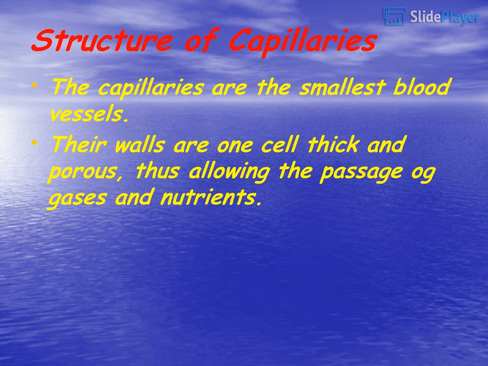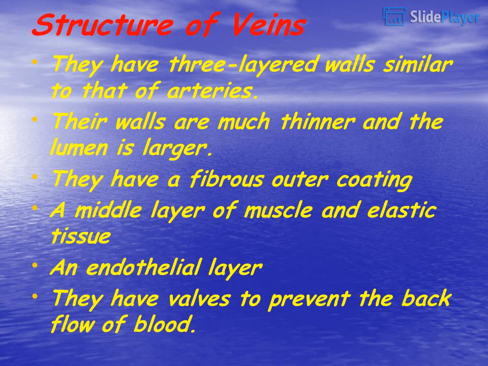Structure of capillaries. The capillaries are the smallest blood vessels. Their walls are one cell thick and porous, thus allowing the passage of gases and nutrients. Structure of veins. They have three layered walls similar to that of arteries. Their walls are much thinner and the lumen is larger. They have a fibrous outer coating, a middle layer of muscle and elastic tissue, and an endothelial layer. They have valves to prevent the backflow of blood.